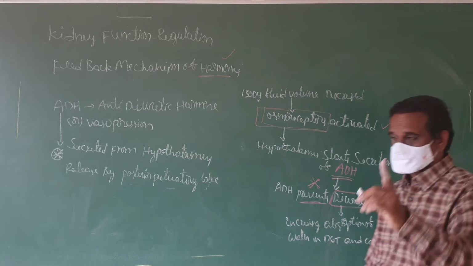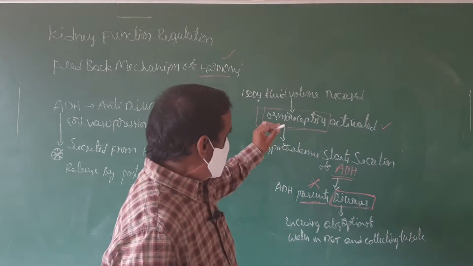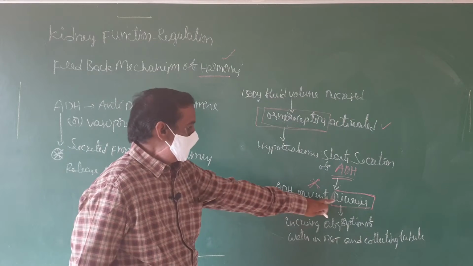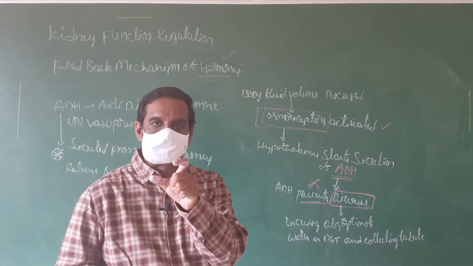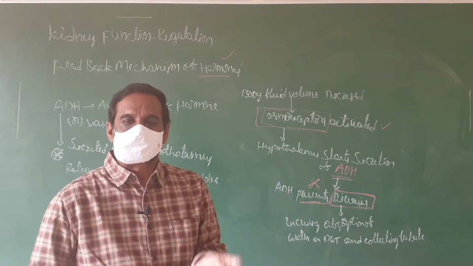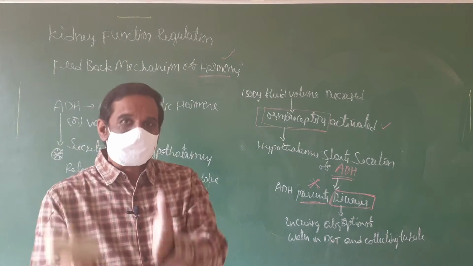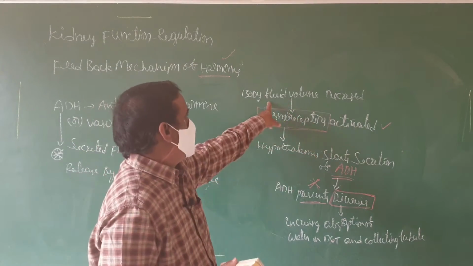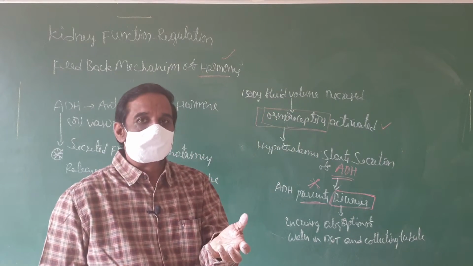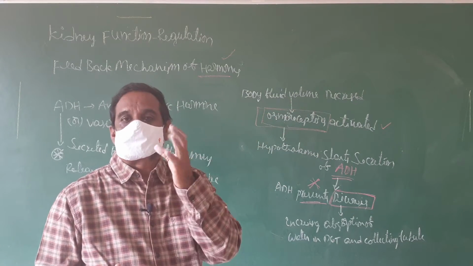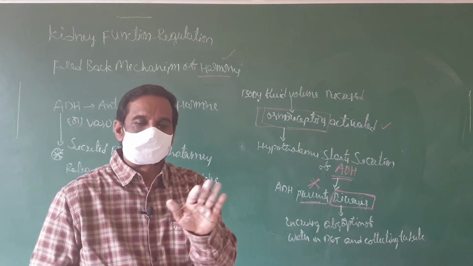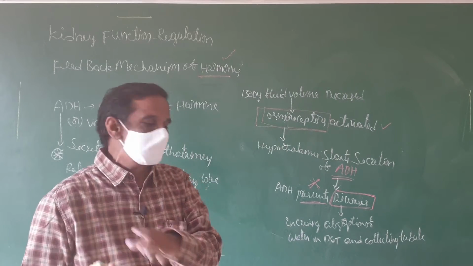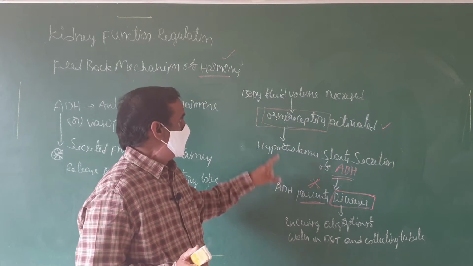Here you have to remember one point, students. ADH prevents diuresis. How? First you have to remember what diuresis is. Diuresis means elimination of more water in the form of urine. That has to be prevented. What is the reason? Body fluid volume has already decreased, so that person should not lose more water from his body. That's why diuresis has to be prevented. How is diuresis prevented? By ADH.